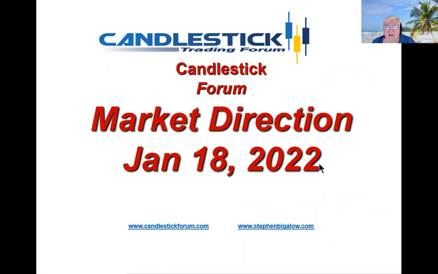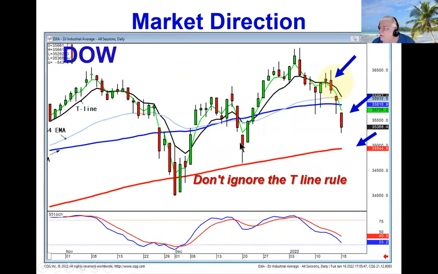The market direction is very easy to analyze. The T-line rule. Do not ignore the T-line rule. When you see closes below the T-line, especially in the indexes, that tells you there's been a major change of investor sentiment and the probabilities are extremely strong. You're heading lower to probably obvious targets.